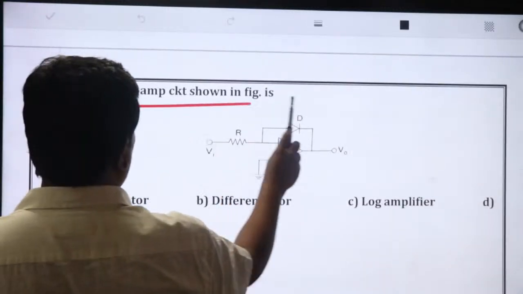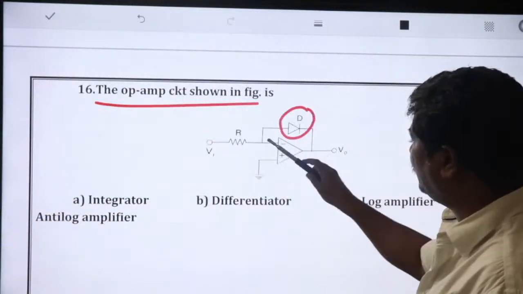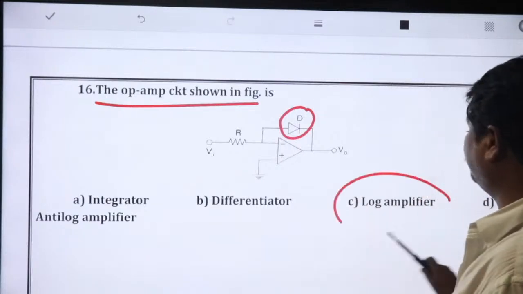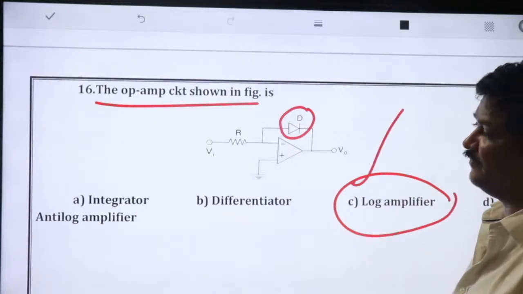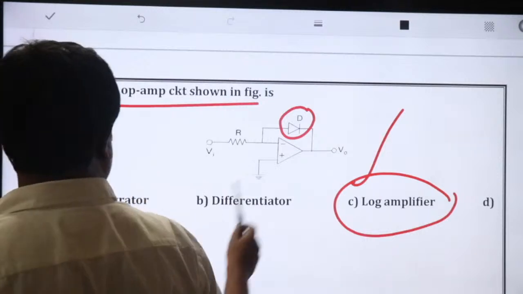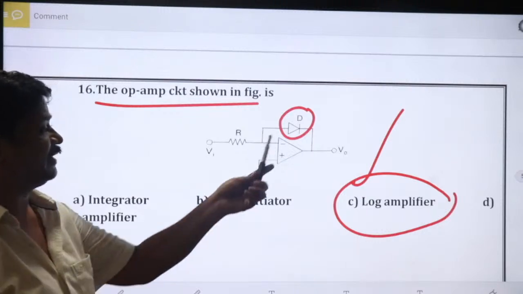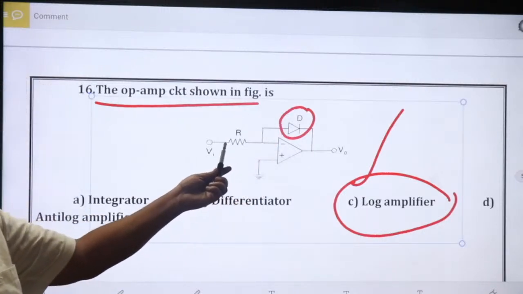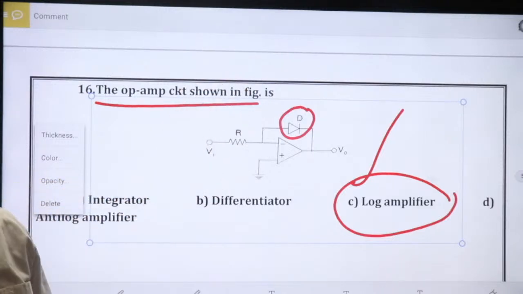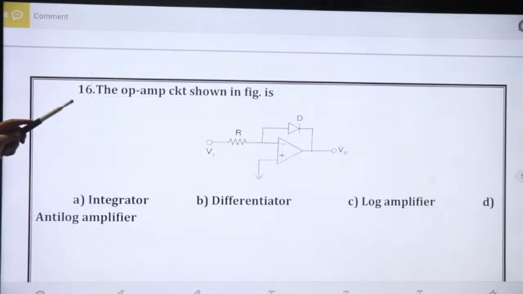The operational amplifier circuit shown in the figure. Whenever the diode is placed in the feedback path, it acts like a logarithmic amplifier. If the diode is placed at the top of the operational amplifier as the feedback element, that acts like a logarithmic amplifier. Suppose the diode comes in this place instead, that becomes an anti-logarithmic amplifier.